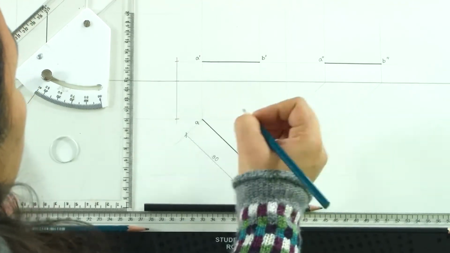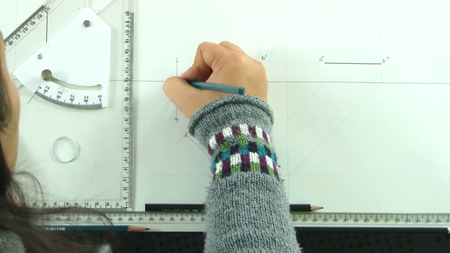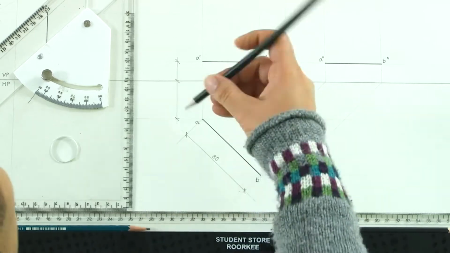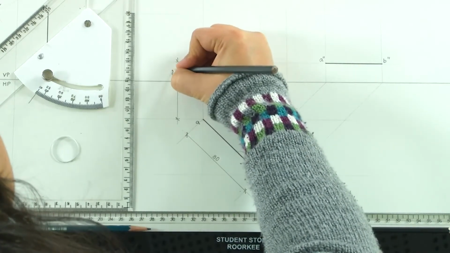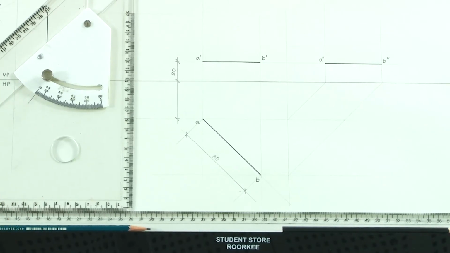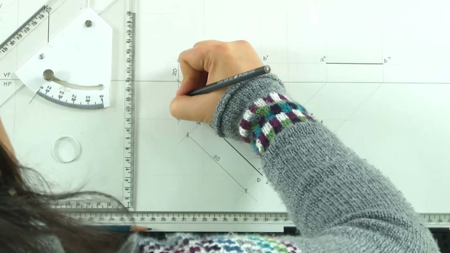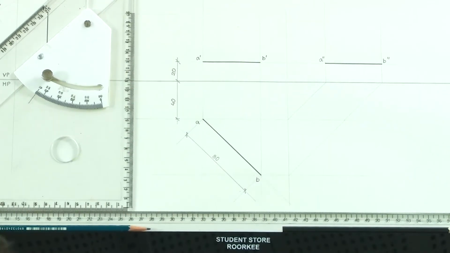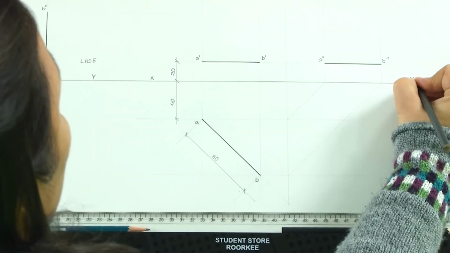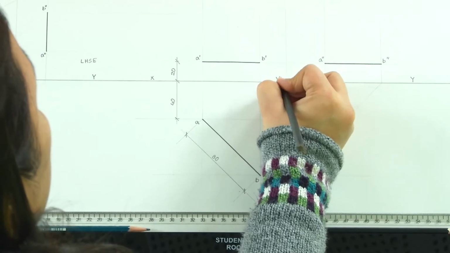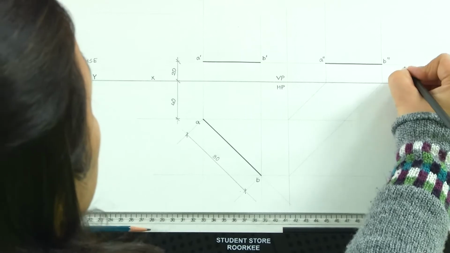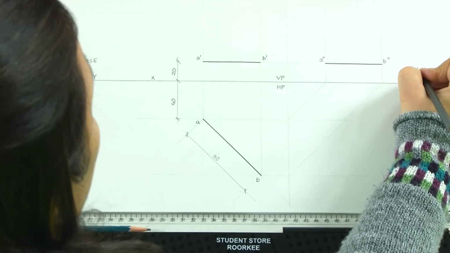So, we have, so it was 2 centimeter above HP. So, we have 2 centimeter above HP and the nearer point is 4 centimeters in front of VP. So, we have 4 centimeters in front of VP. This is our XY, which is the reference line. This is VP here, this is HP here, and this one is left hand side elevation.